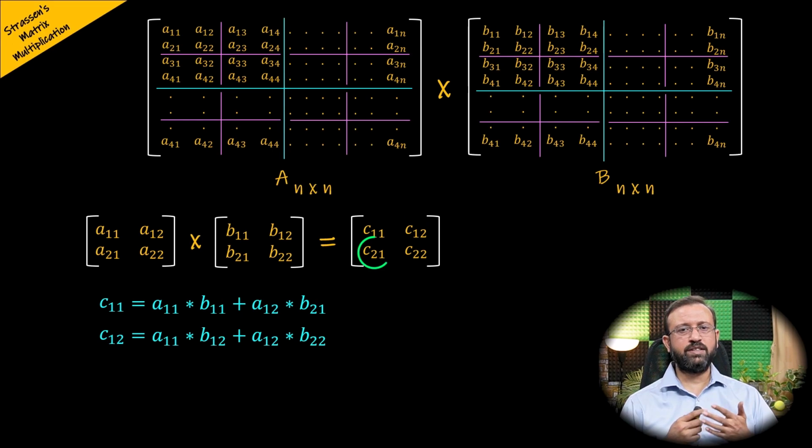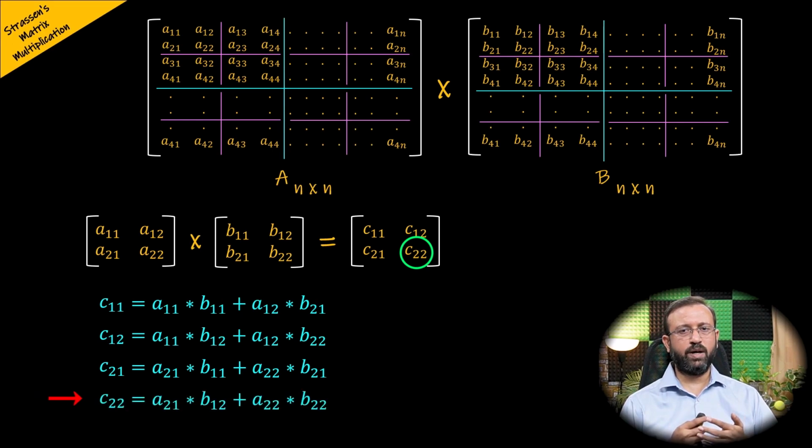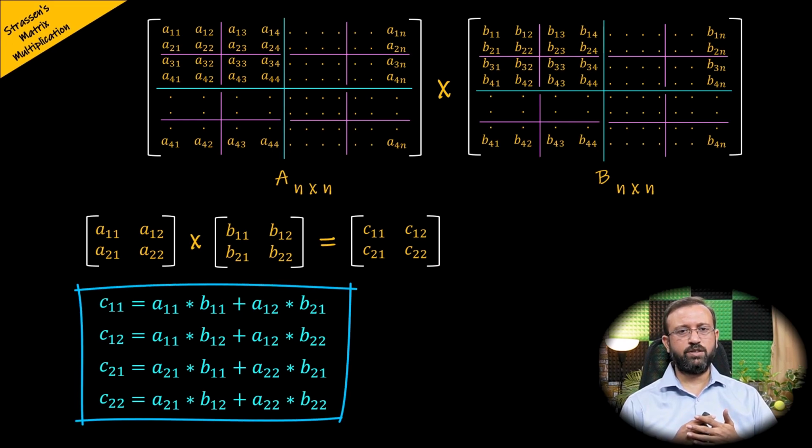Then the element in the second row and first column, C21, is A21 multiplied by B11 plus A22 multiplied by B21. And the element in the second row and second column, C22, is A21 multiplied by B12 plus A22 multiplied by B22. So these are the formulas to compute the elements of the product of 2 by 2 matrices.